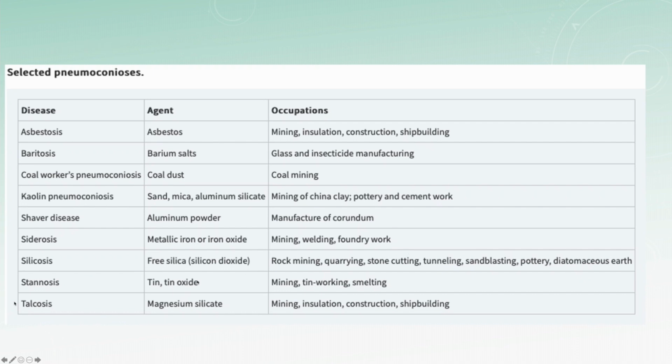Here they are, kind of in a bird's eye view. The pneumoconiosis, or pneumoconiasis, whichever way you want to pronounce it. And like I said, the ones we're going to focus on the most are asbestosis, silicosis, coal workers pneumoconiasis, and we're also going to talk about berylliosis and byssinosis. These other ones we're not going to talk about as much, but it shows you the disease, the agent, and the occupations that are more at risk.